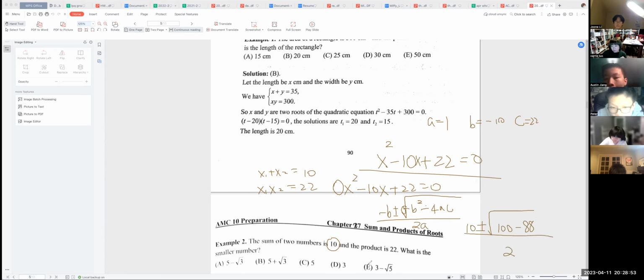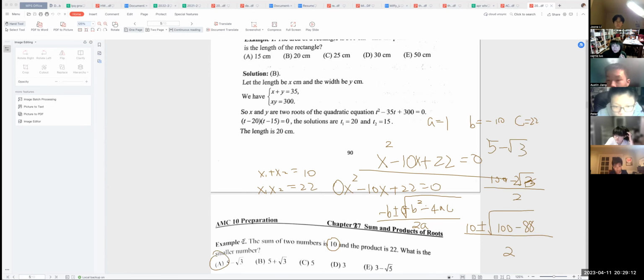Okay, so what is the smaller number? Of course, the smaller number is 10 minus the square root of 12, over 2. The square root of 12 equals what? Equals 2 times the square root of 3. So the answer is 5 minus the square root of 3. So the answer is A.